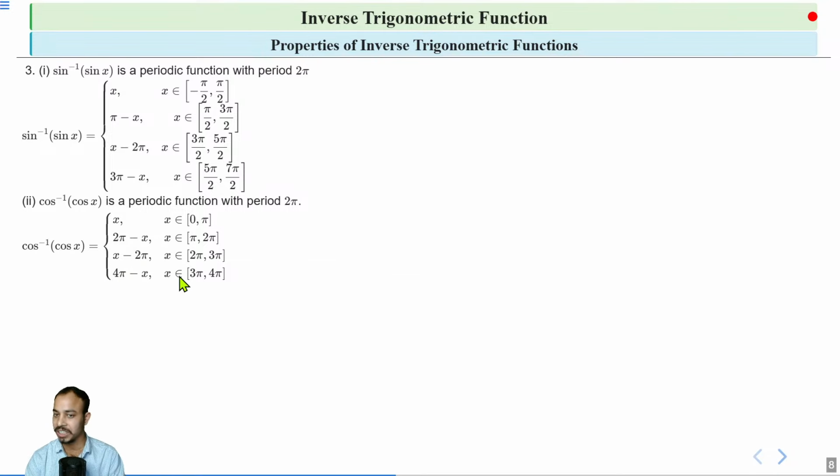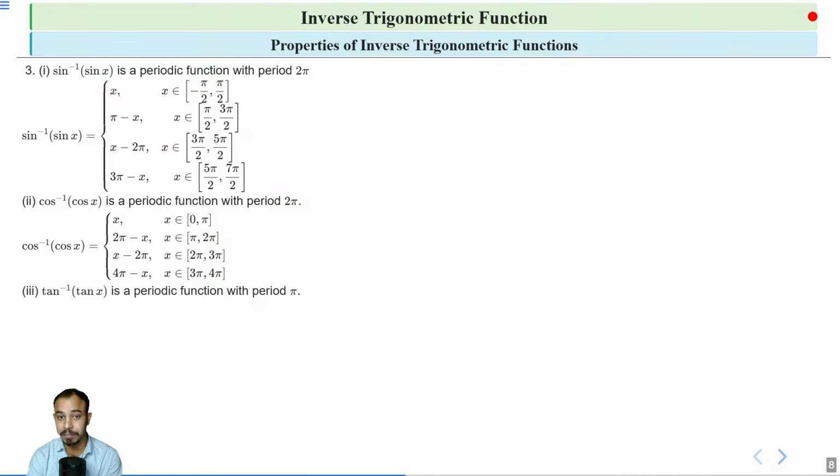When x belongs in closed interval 3 pi to 4 pi, then cos inverse of cos x is equal to 4 pi minus x. So you have to first write the interval: 0 to pi, pi to 2 pi, then 2 pi to 3 pi, and then 3 pi to 4 pi. In closed interval 0 to pi, cos inverse of cos x is x. In closed interval pi to 2 pi, cos inverse of cos x is 2 pi minus x. In closed interval 2 pi to 3 pi, cos inverse of cos x is x minus 2 pi. In closed interval 3 pi to 4 pi, cos inverse of cos x is 4 pi minus x. This is how you can remember.